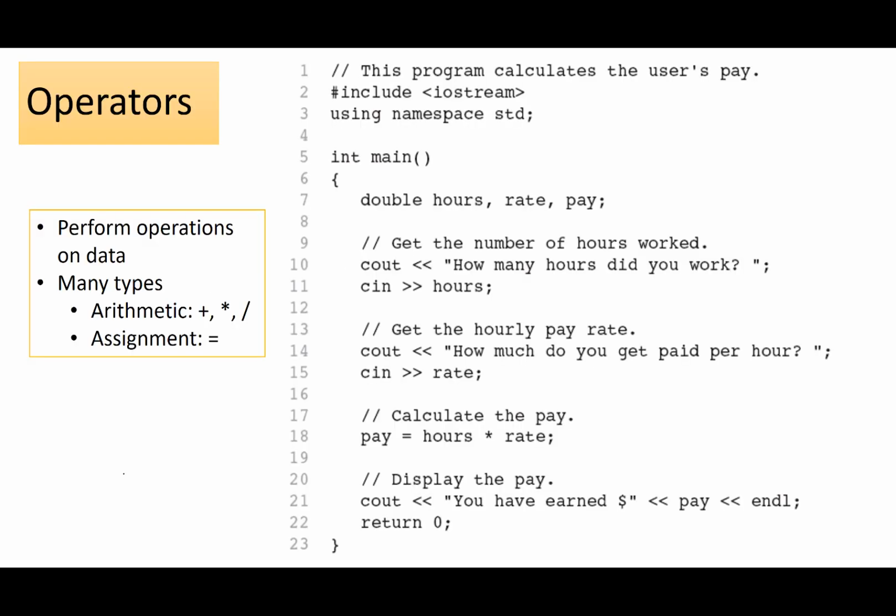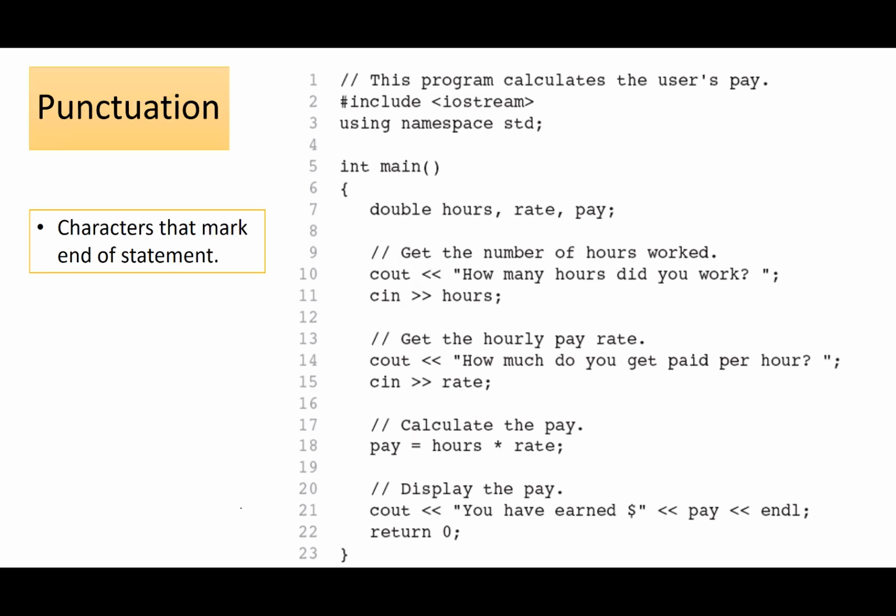All right, so we talked a little bit about operators already. Let's just point out a few in this program. This multiply right here is an operator. The hours and rate are operands. This equals is an operator. Pay is an operand. The hours times rate is an operand. And then some other operators that we're going to talk about a little bit later are these. These are all operators, and we're going to talk more about those later.